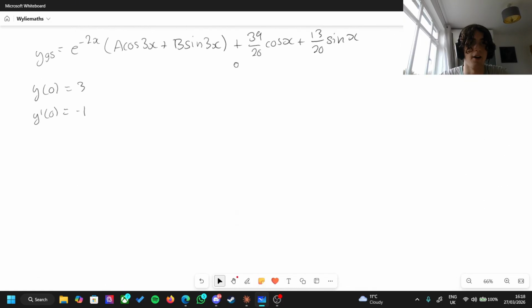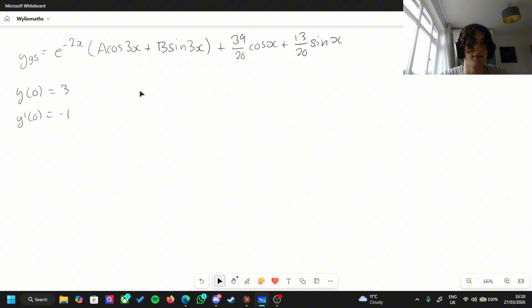So now we are basically looking at a completely different question. We can forget the stuff that we've just done, and we instead have our y function, e to the minus 2x, a cos 2x plus b sine 3x plus 39 over 20 cos x plus 13 over 20 sine x. And we simply need to find the values of a and b for when y(0) is equal to 3 and for when y dash of 0 is equal to minus 1.